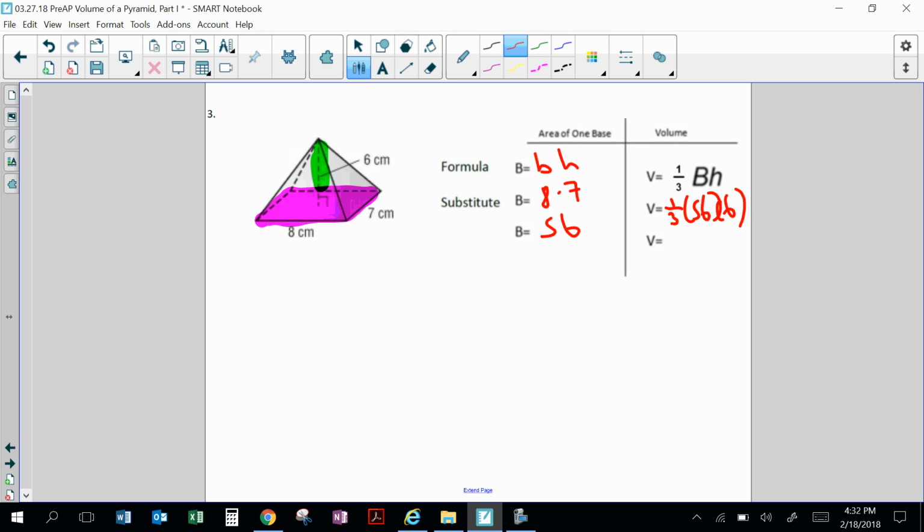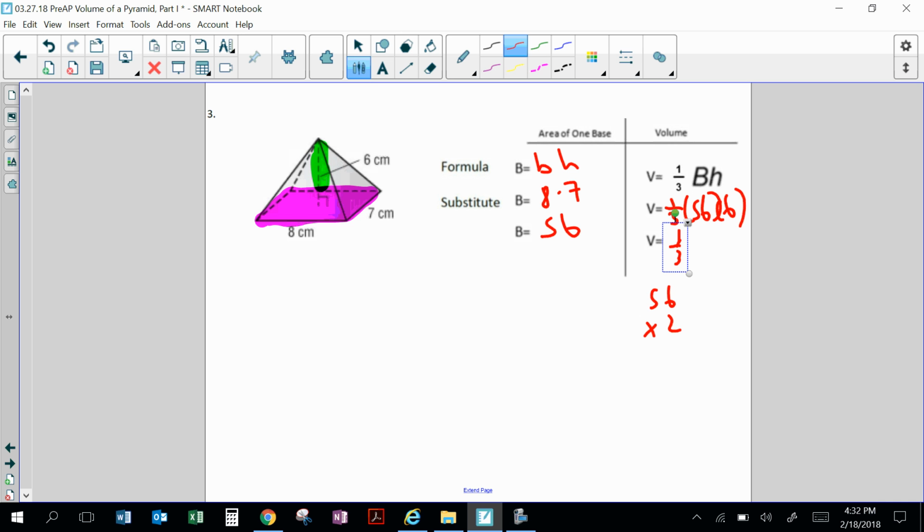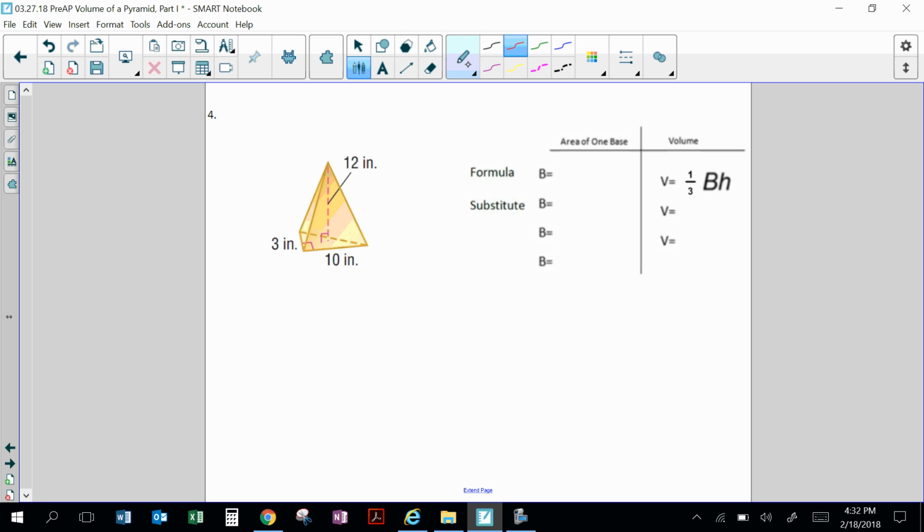What's a third of 6? It is 2. So a third of 6 is 2, times 56. And that's 12, carry the 1, 10. So it's 112 cubic inches. Number 4, our last example.